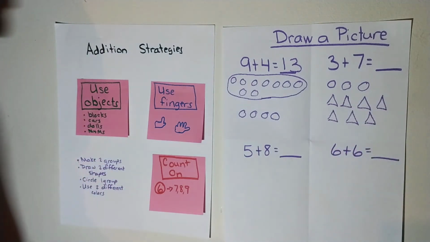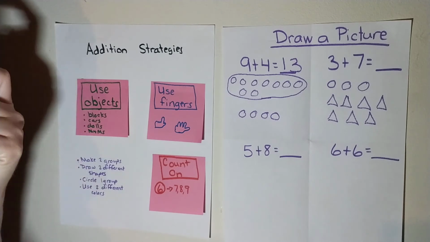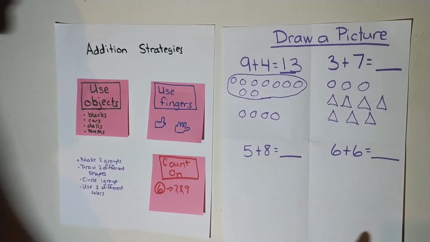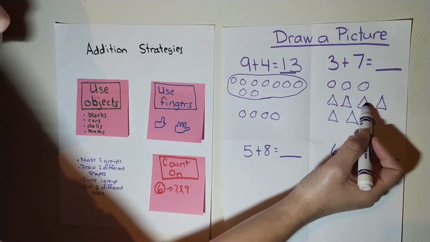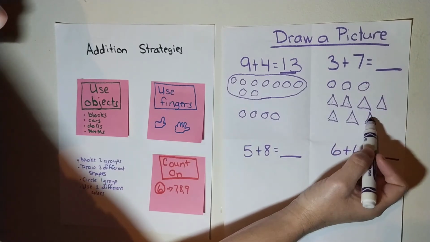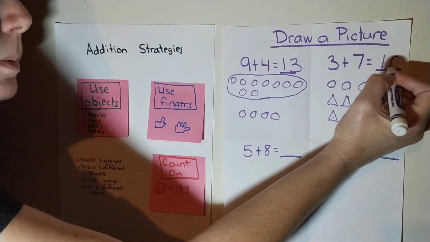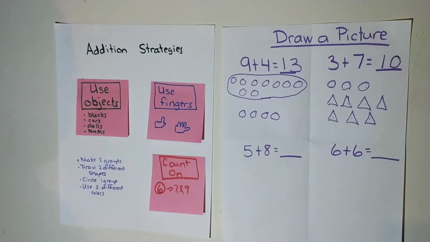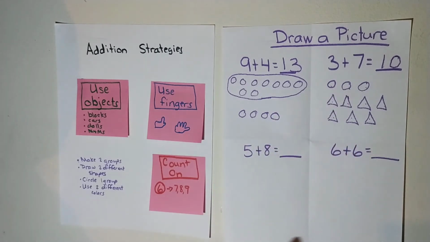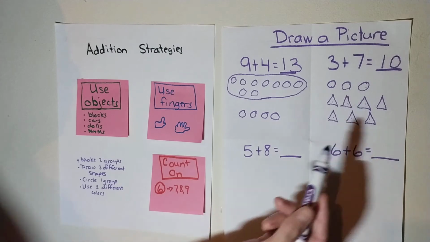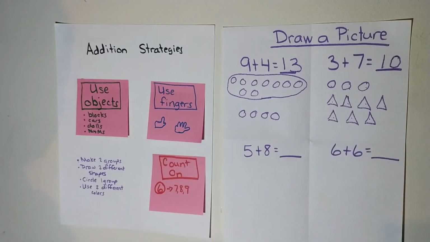All right, and just like before, of course, when we're done drawing, we have to count and find our answer. 1, 2, 3, 4, 5, 6, 7, 8, 9, 10. Of course, 3 plus 7 is 10. I could also have done what I did here and circled one of the groups to keep them separated, but since there's two different shapes, it didn't matter as much.